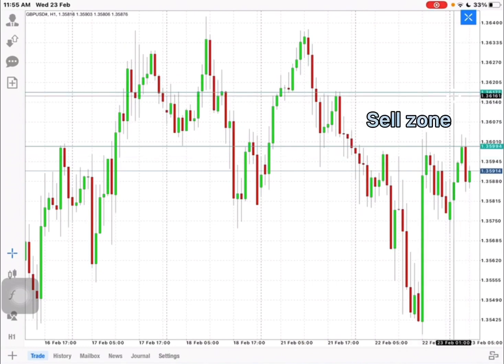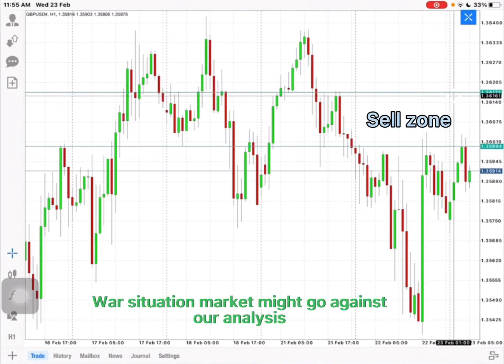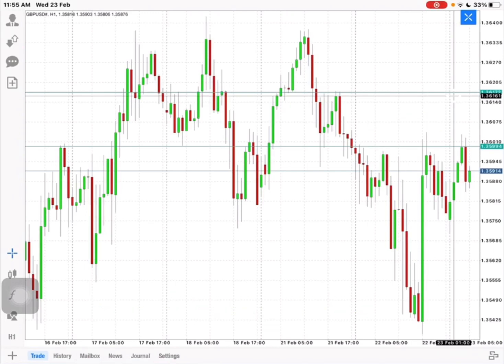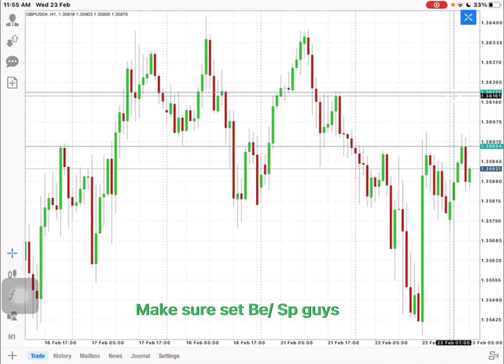But remember guys, currently we are in a war situation. Anything can happen. If news comes out, the market can go against our analysis. That's why if you are making profit, make sure to set break even and your stop profit, and make sure to set stop loss.